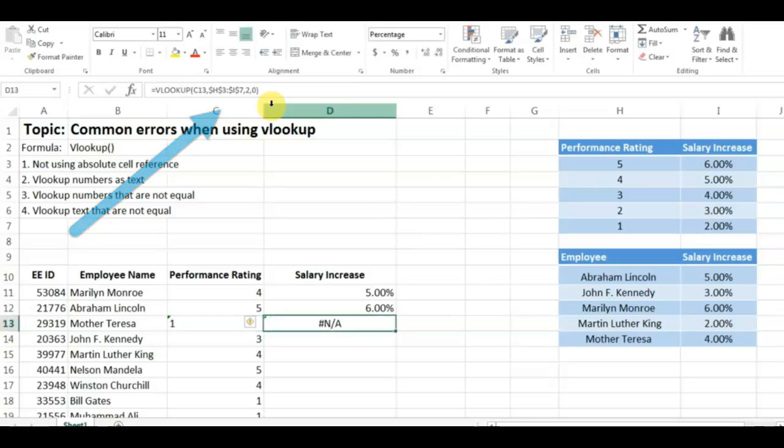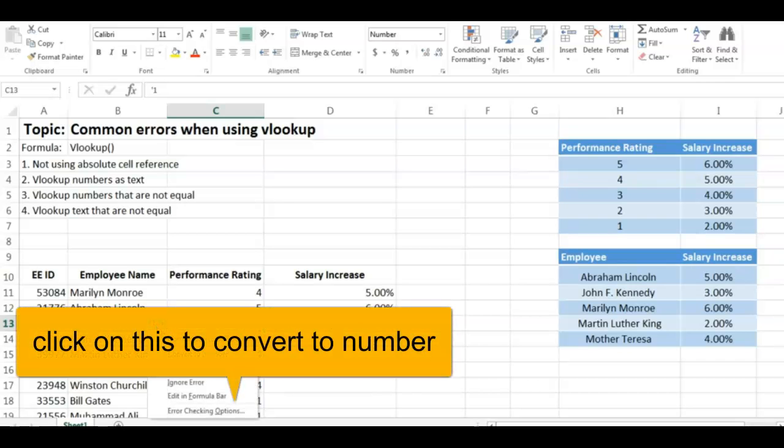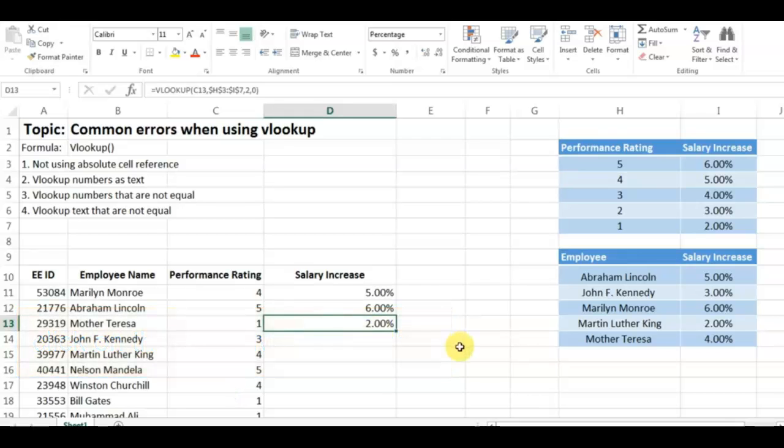So we see a quotation mark before 1, hence we are not getting the answer because 1 is not equal to 1 with a quotation mark. So now let us change this. Go to the right click of the mouse, convert to numbers, and here once we correct it, the answer is derived. Let us copy to the next one.